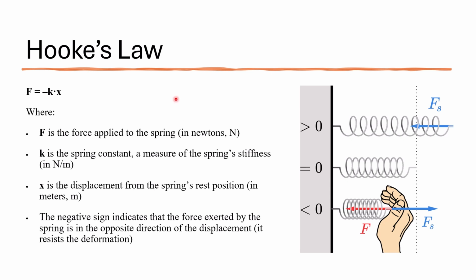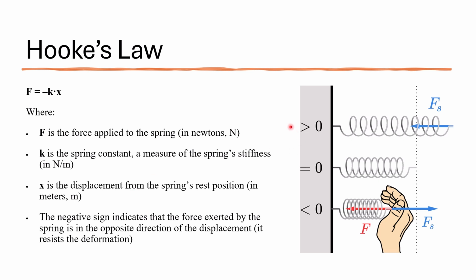So if we write Hooke's law in mathematical form, we get the force is equal to minus some constant k, which is the spring constant, times the displacement x. The force is the force applied to the spring, and that's going to be in units of newtons. The spring constant is going to be the stiffness of the spring. It has units of newtons per meter, and x is going to be the displacement from the spring's resting position in meters.